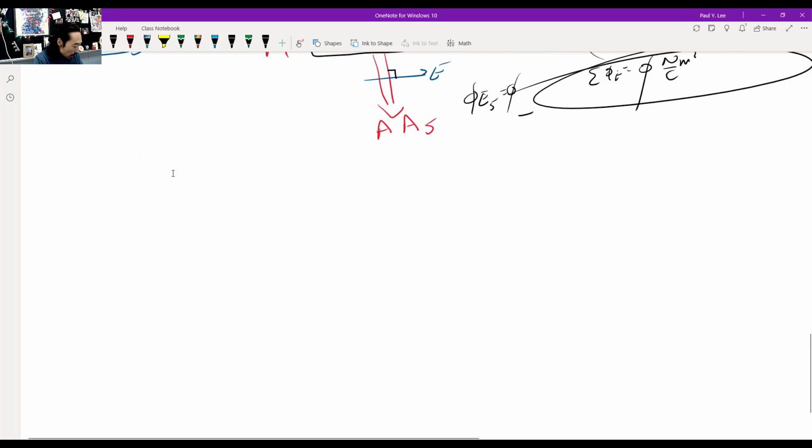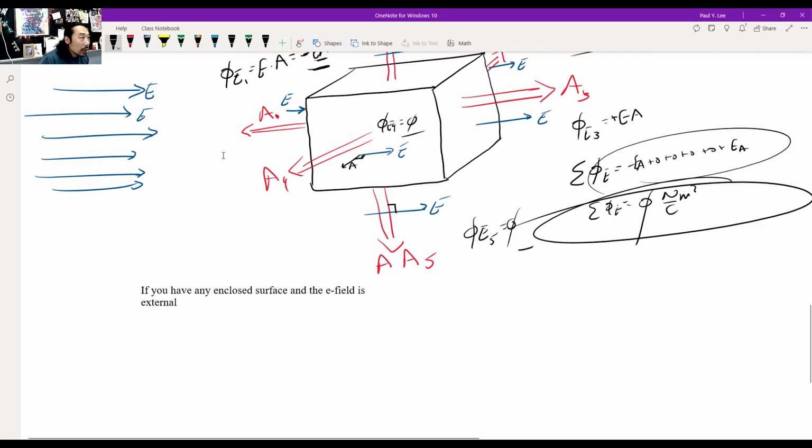So the rule is, if you have any enclosed surface, so our cube was the enclosed surface, and the E field is external, that means that the E field came from an outside place. So it could be from, let's say, a positive rod here. If we have this positive rod, it will create this E field there. So that's why I say external E field. The electric flux will always be 0. All right, it'll always be 0.